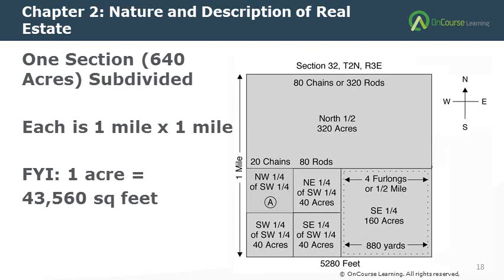This is a much more manageable area in which we can describe properties in each 1 mile by 1 mile section. We can divide it up into halves, quarters, or each quarter of a quarter. So a much more manageable area. So we will describe where in the section, where in each township, and in each check the property is located.